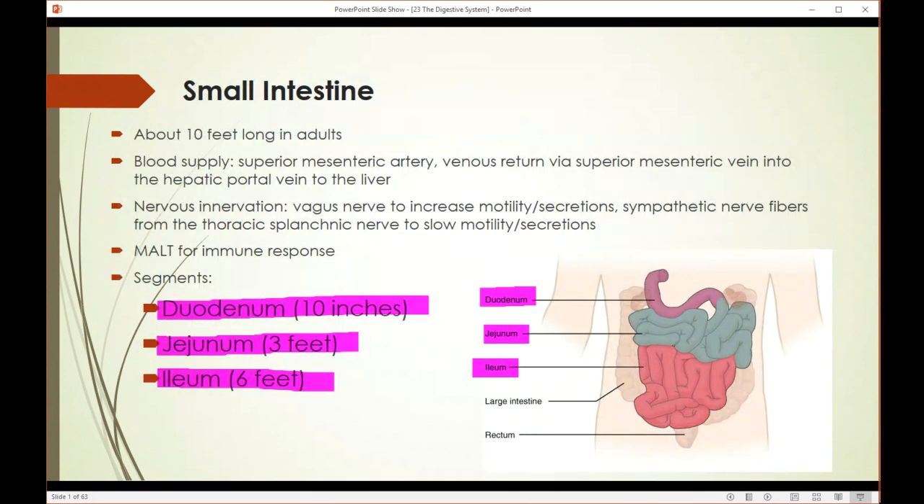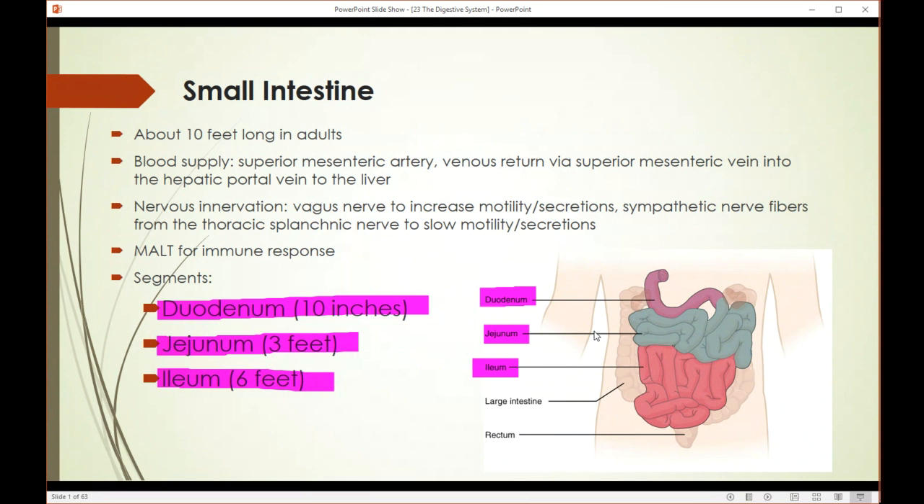Okay. This is our small intestine. The small intestine is about 10 feet long within adults. Duodenum, the jejunum, and the ileum. Okay. The duodenum is about 10 inches long. The jejunum is about 3 feet, and then the ileum is about 6 feet. Okay.